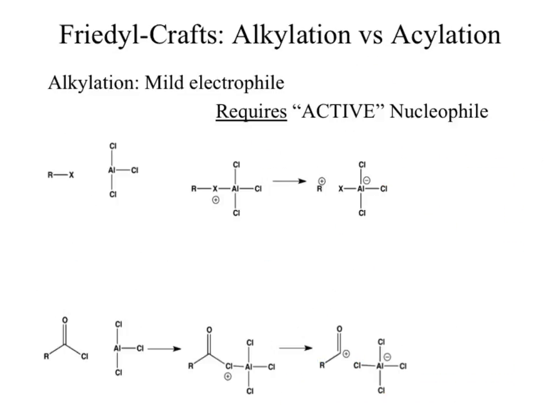Alkylation versus acylation. Your alkylation requires an active nucleophile, and this is coming from the stability of the carbocation electrophile being generated. The carbocations you're typically using tend to be primary, usually methyl carbocations. Those are not particularly stable, so they have a very short lifetime in solution, which means we need something to swoop in and grab it as quickly as possible. So it needs to be an active nucleophile.